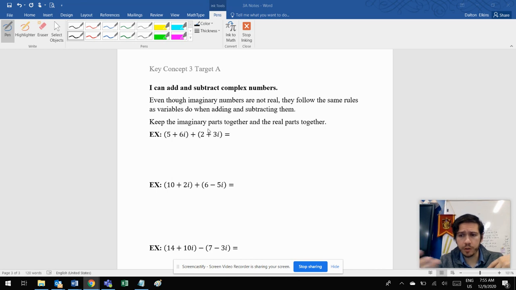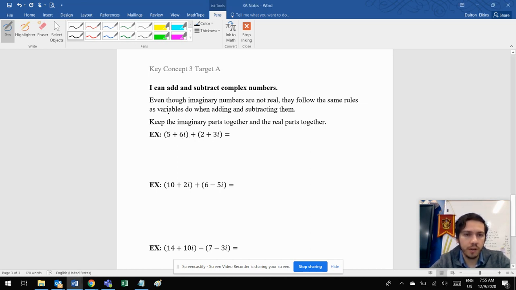We know a number is real if it's just a regular number. It's something that we would have seen in fourth grade math, 1, 2, 3, 4, stuff like that, the numbers that you're used to. But if you see an i attached to something, like right here, we have 6i, then you know it's imaginary. So here we have 5 plus 6i plus 2 plus 3i.